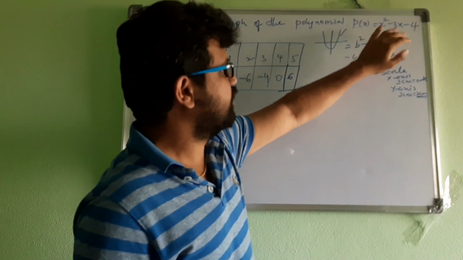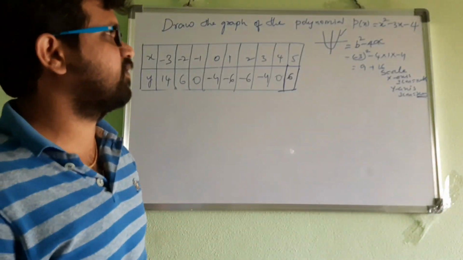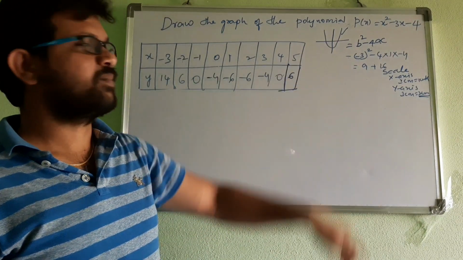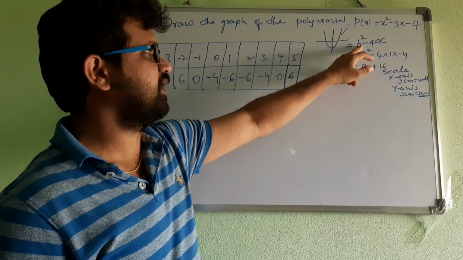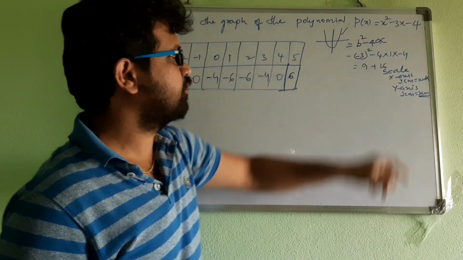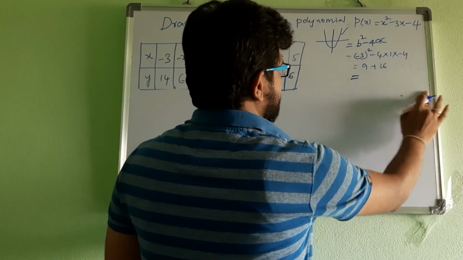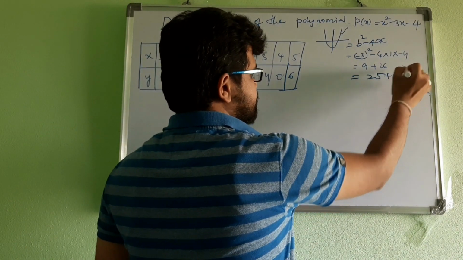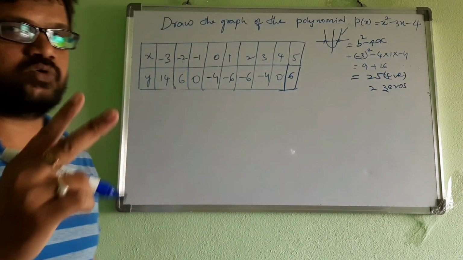Before going to draw the graph of the quadratic polynomial, you should know the shape of the polynomial. Quadratic polynomial means the shape is parabola, and how many zeros are possible, we can determine by discriminant. What is the discriminant? B square minus 4ac. We got 25. Discriminant value is 25, so positive. Positive means two zeros are possible. Two zeros means the graph should intersect the x-axis at 2 points.